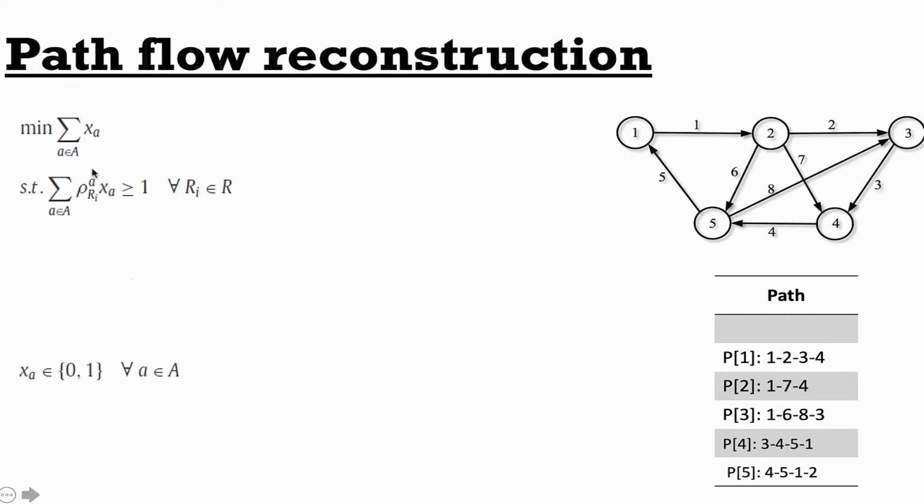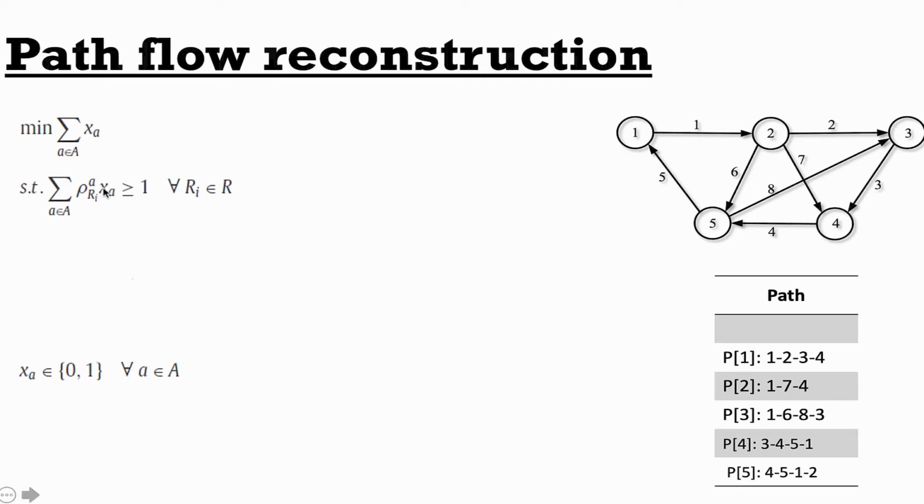But we also have a constraint, and the constraint here is rho or theta, I can say it, rho_ar times xa greater than or equal to 1, and also we have a summation on all links. As I said before, this subscript a represents the links, and this capital A is the set of links. So here in the constraint, we have this rho. This rho is a binary parameter. It's not a variable. It's a binary parameter that could get either 0 or 1.